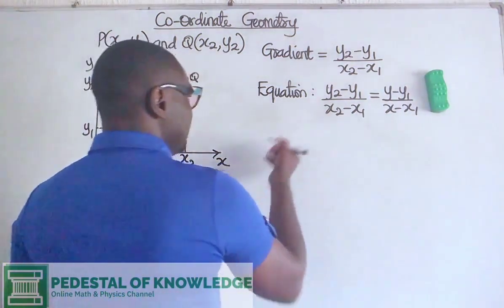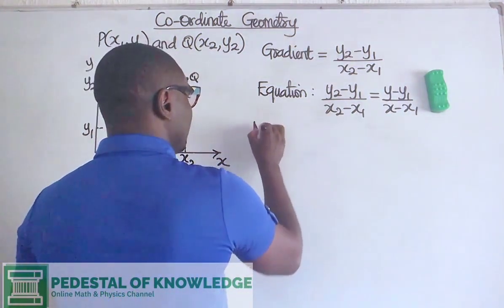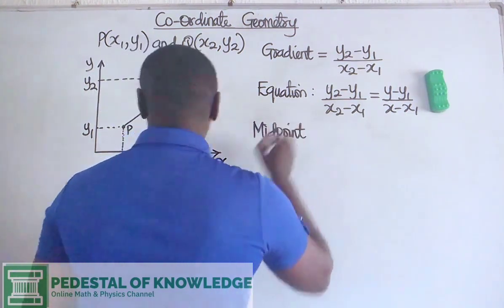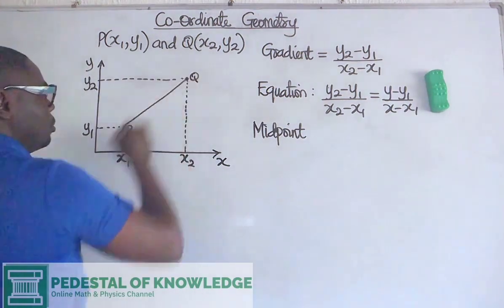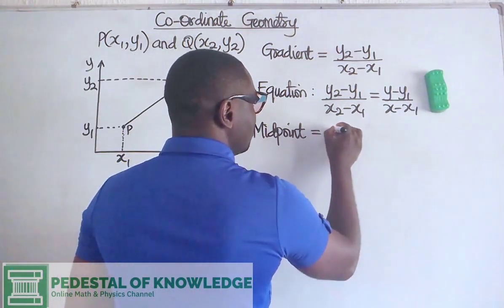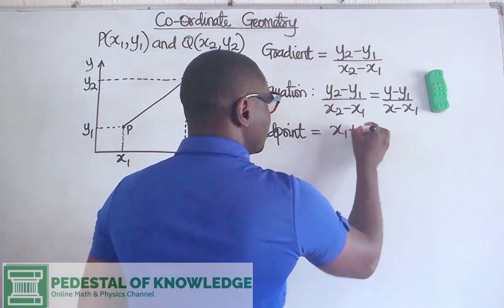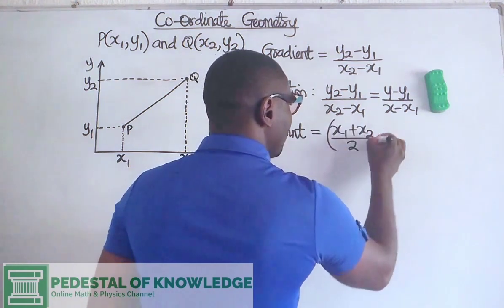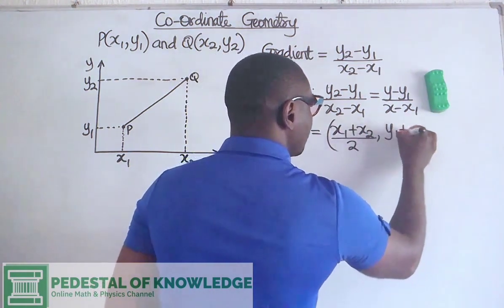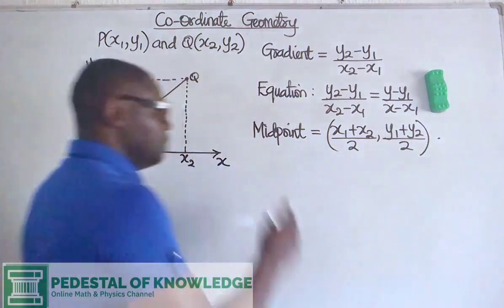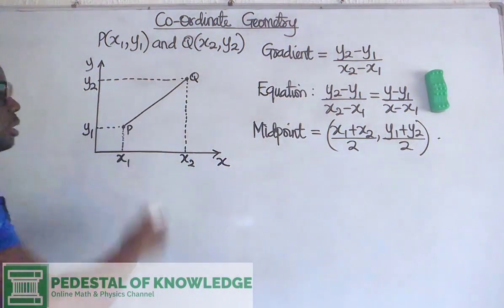Now, the next we are going to look at is the midpoint of a line. The midpoint of a line is the center of the line PQ. All right, and that midpoint is given by the formula x1 plus x2 divided by 2, comma, y1 plus y2 divided by 2. All right, that is the midpoint of the line segment PQ.